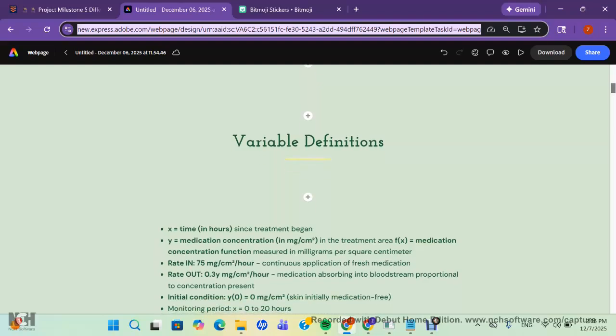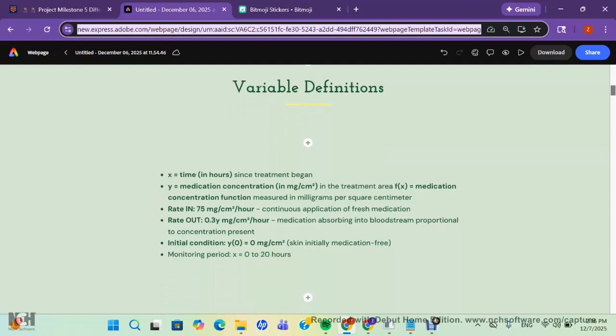So these are the variables of the equation. X represents the time in hours, starting at 0. Y represents medication concentration in milligrams per square centimeter, also starting at 0. So the rate in is 75 milligrams per square centimeter per hour, and that's the continuous application. The rate out is 0.3y, and that's the absorption. This depends on how much is there. I'm monitoring for 20 hours and seeing the concentration changing.